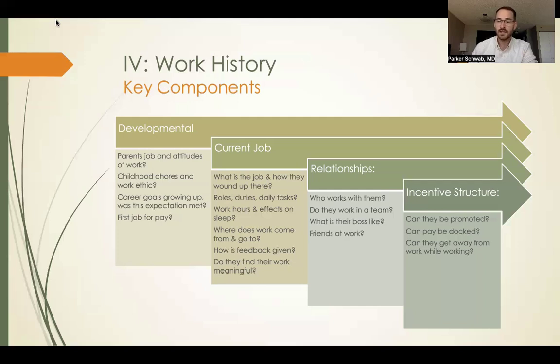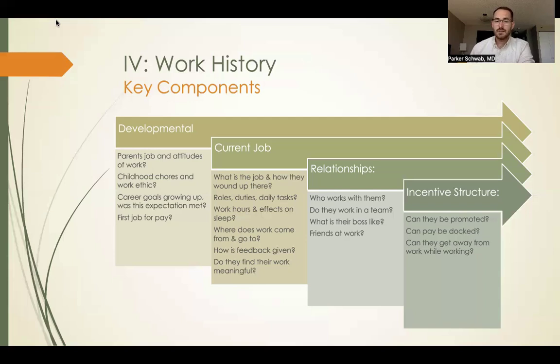What duties do they have, and what daily tasks are they assigned? Are their work hours really long, or are they relatively short? Do they have any effects on sleep? This is critically important when we think about patients with things like bipolar disorder.